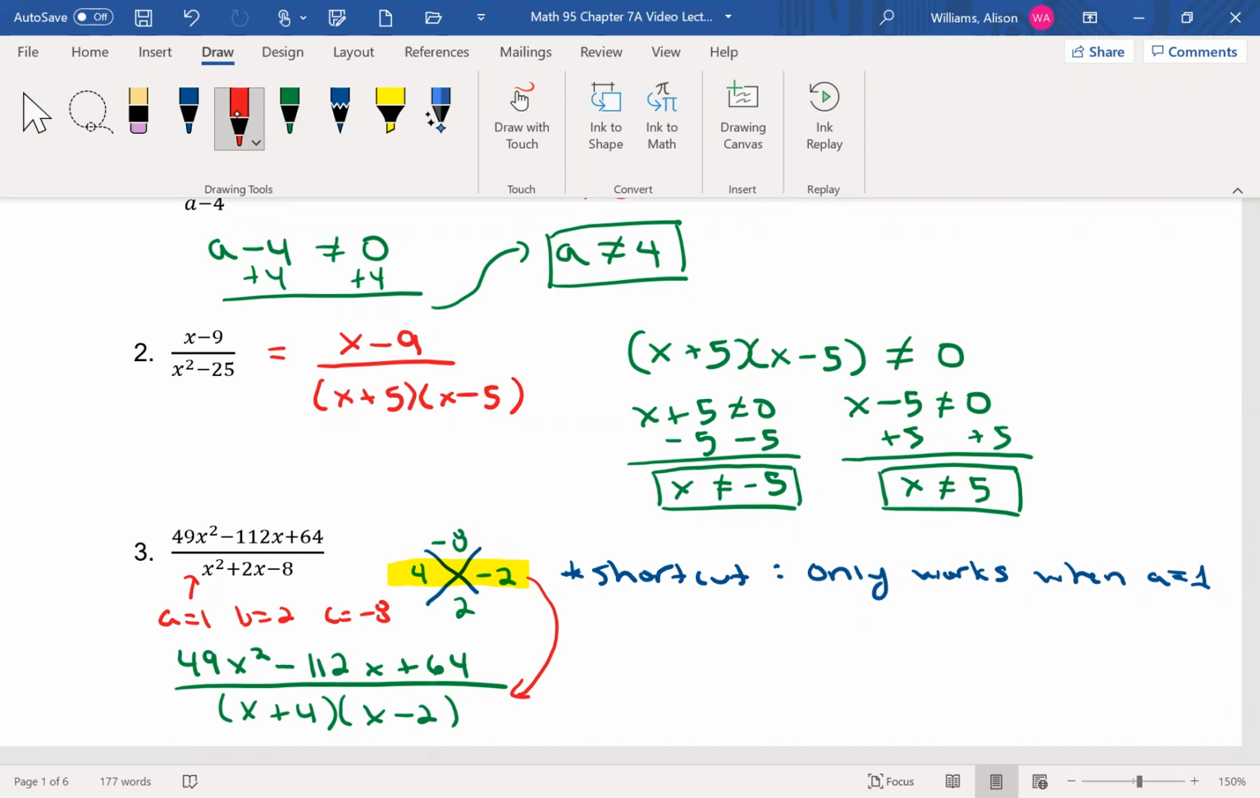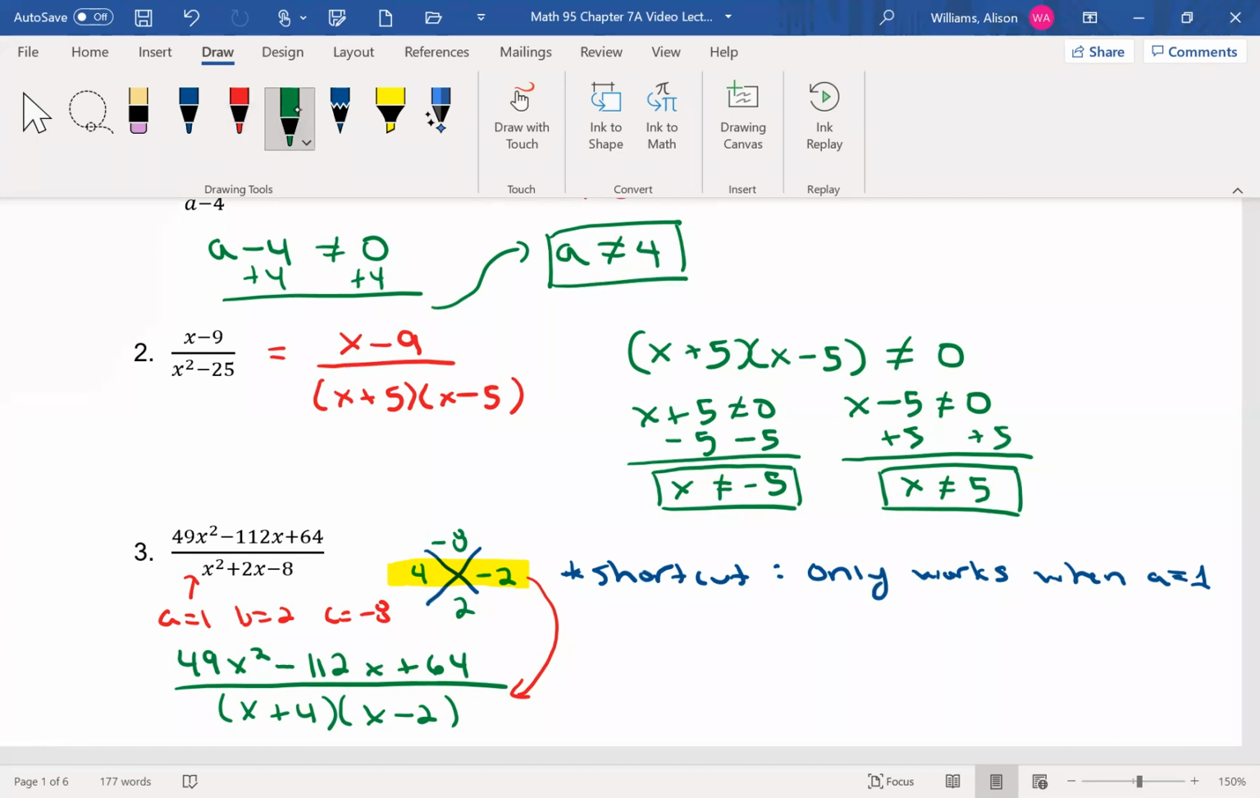So I'm going to use this trick here in chapter 7 because we're going to do a lot of factoring, and hopefully get you used to using this trick to make our work a little bit shorter. But whenever a doesn't equal 1, we have to go the long way. So we'll see both types of examples.